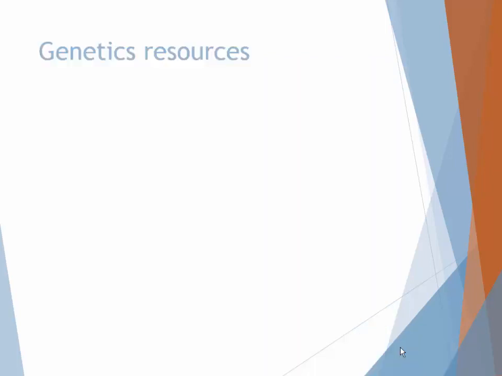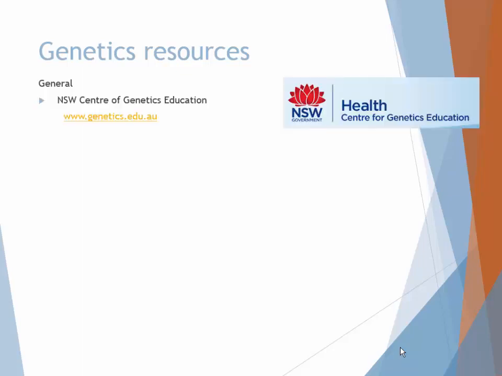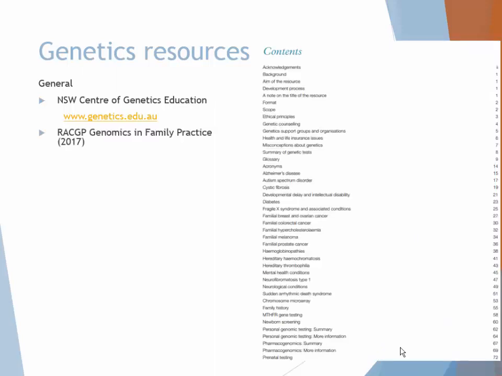So just a quick summary on where you can go if you've got any questions about any genetic concerns about a patient. The Centre for Genetics Education has really useful fact sheets on all different conditions and information for health professionals. The RACGP website also has a lot of information, recently released for GPs, but I think it's very helpful generally for a lot of the common genetic conditions, just what the key things are that person needs to be aware of.